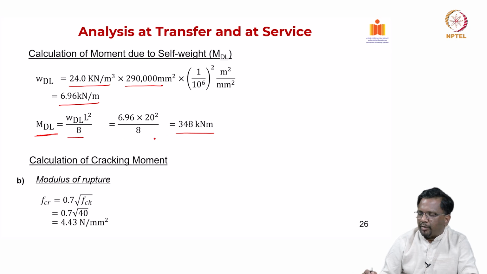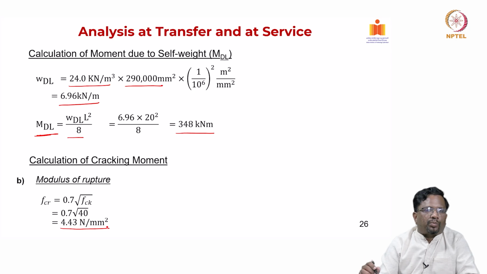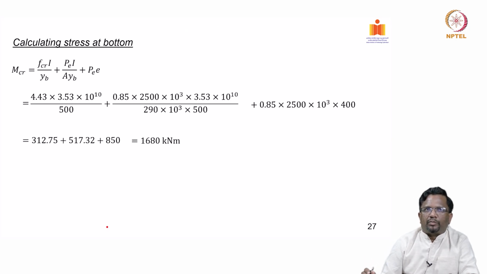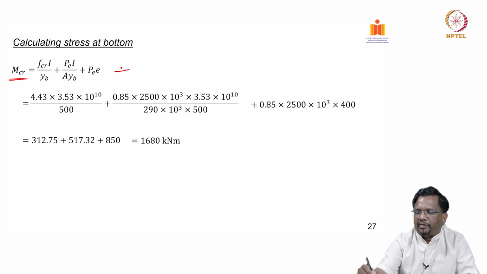Now, what is cracking moment? Modulus of rupture we know 0.7 square root of FCK, 4.43 megapascal, and then you get stresses at the bottom. I mean, you can calculate from MCR, we already derived this equation, right. So, we just derived previously, so we just plug in and you get the value.